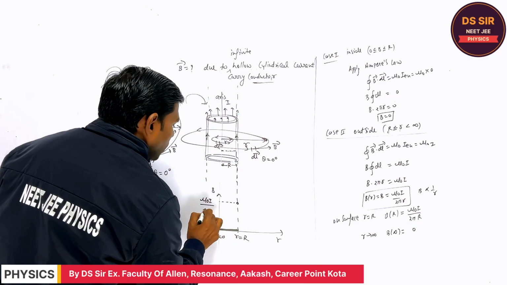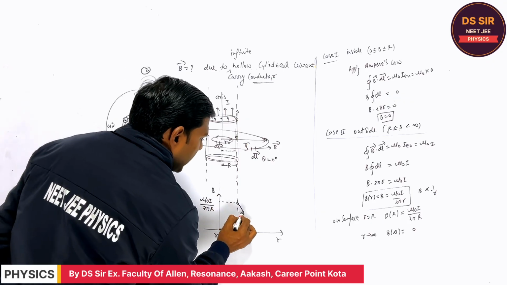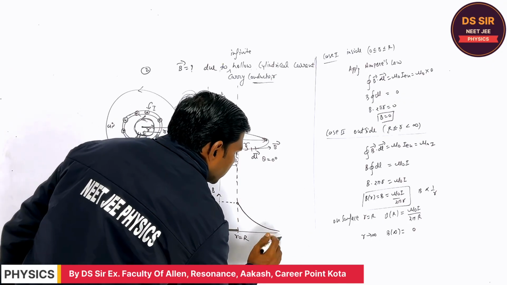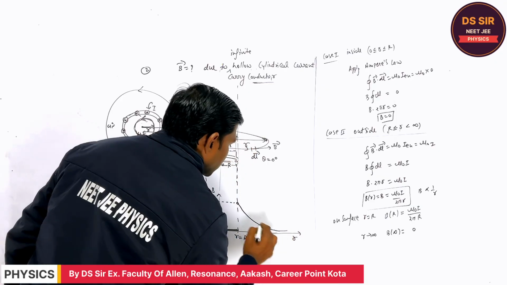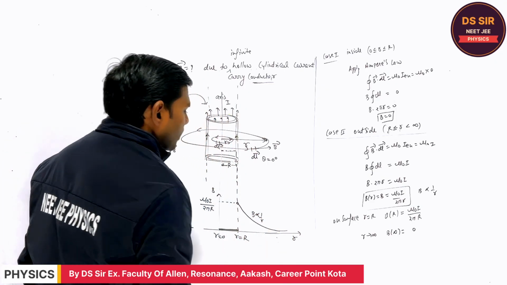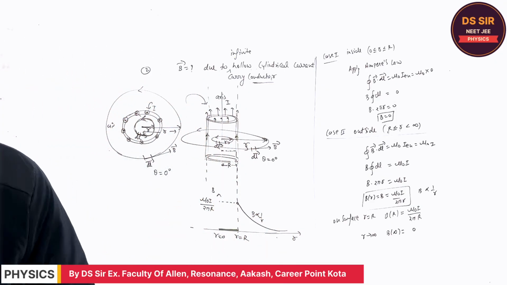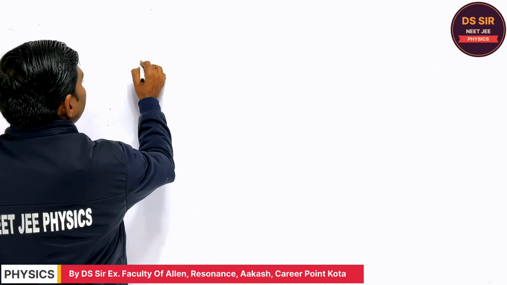So here, if you make the graph, on the surface what is the magnetic field? It is mu naught I upon 2 pi r, and it is decreasing. All right, it is decreasing. B is inversely proportional to r. Fine, copy this. So let's see the third application.